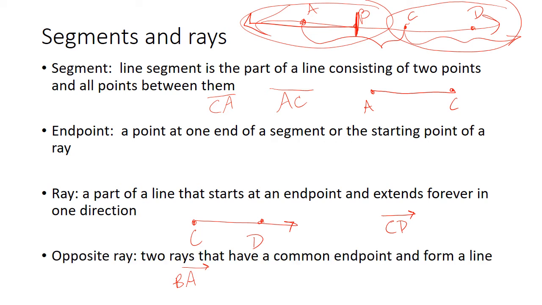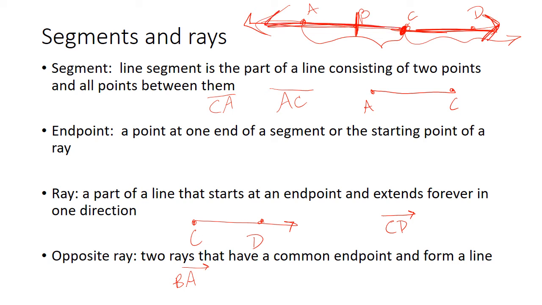Now opposite rays are going to be 2 rays that have a common endpoint and form a line. So looking back at our line up here, let's say we wanted C to be our endpoint. So 2 opposite rays would be this one starting at C and then this one starting at C. So we could say that the opposite rays in this case would be ray CA and ray CD. They have a common endpoint of C. You can see that it's listed first in both of those namings, and then together they form a line.